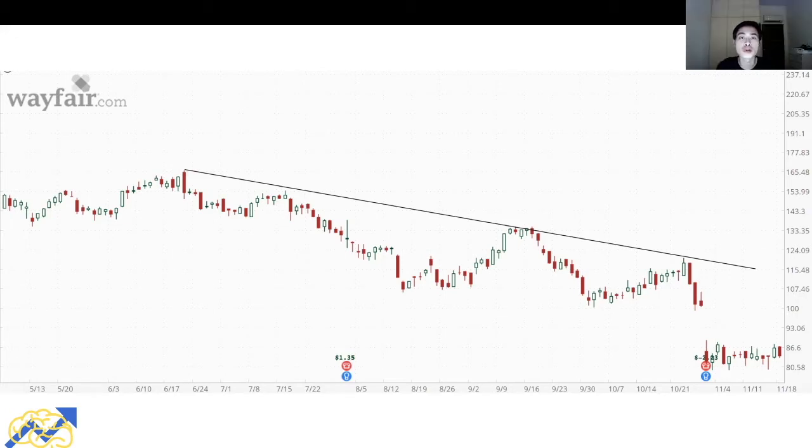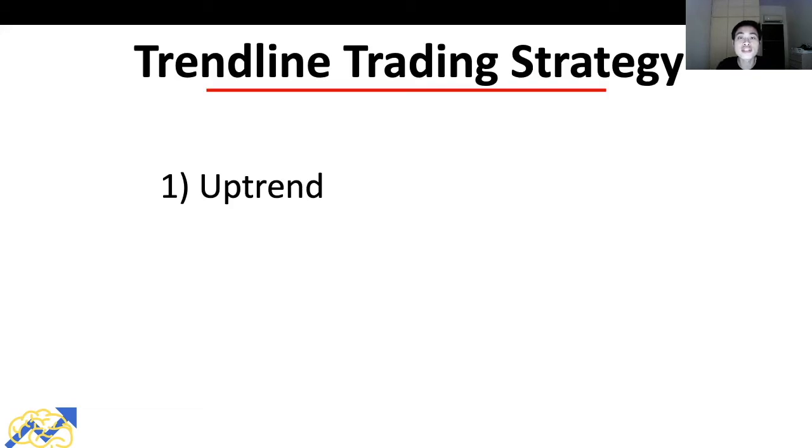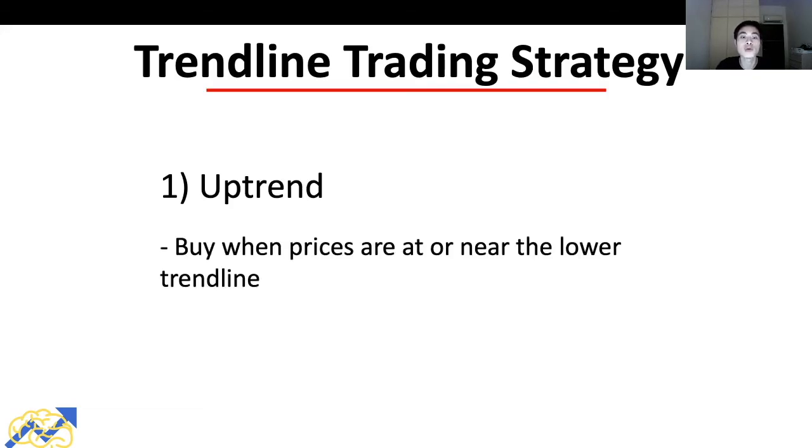Now that we know how to draw trend lines, let's take a look at the trendline trading strategies. So the first trendline trading strategy will be for an uptrend. So in an uptrend, we want to look to buy when prices are at or near the lower trend line. So what do I mean by this? Let's take a look at some examples.